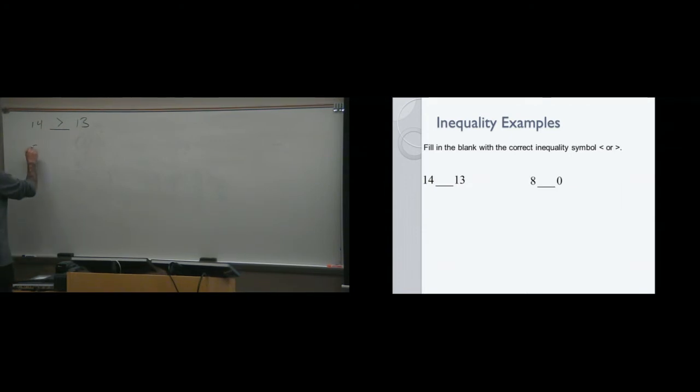So here I've got an 8 and a 0. Which symbol do I put in? Greater than, right? 8 is greater than 0. Here I've got a 5 and an 8. Which symbol do I use? Less than. 5 is less than 8.